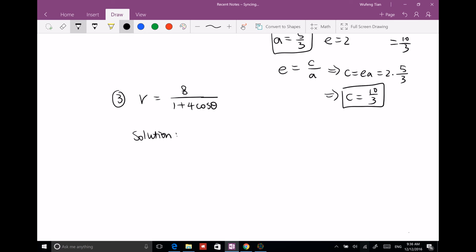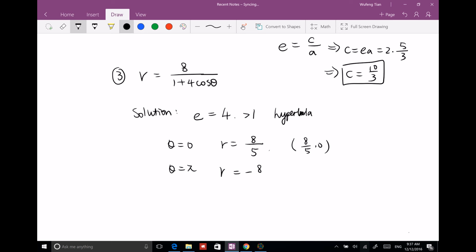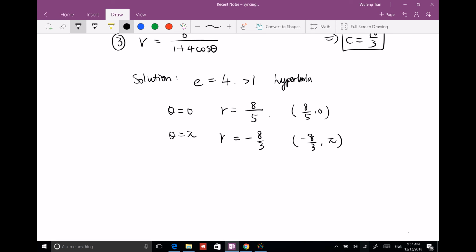Well, the equation's already in the form that we need it, with 1 there, so E is just going to be 4, which is greater than 1, so we have a hyperbola. Very good. And then when checking the minimum and maximum, we can plug 0 in for theta, and that'll give us 8 over 5, because it's 8 over 1 plus 4 times 1. When plugging in pi, we're going to get negative 8/3. So those coordinates are going to be 8 over 5 and 0, and then since that's a negative, we can change that to a positive and add pi, so 8/3 and pi will be our coordinate.